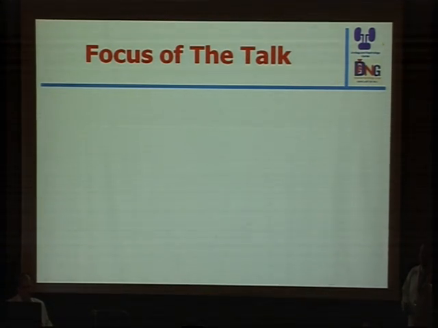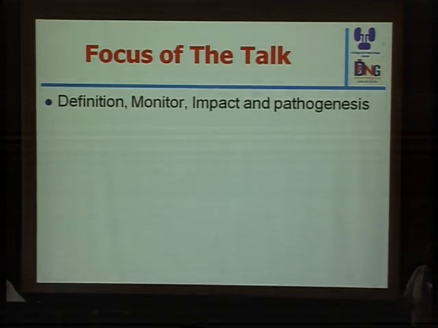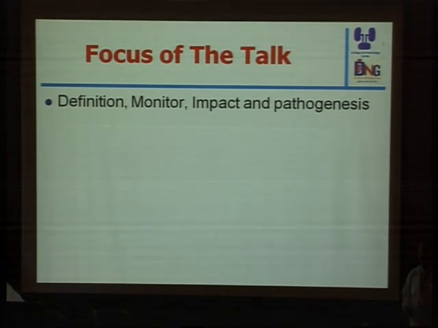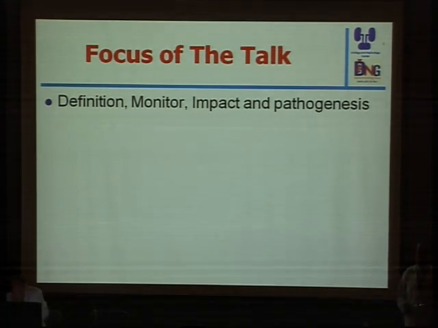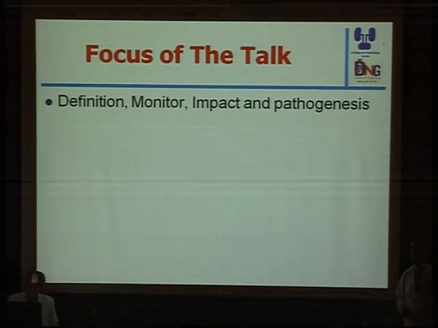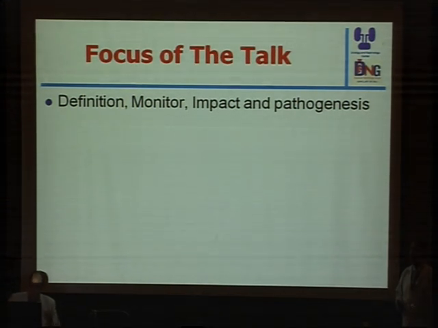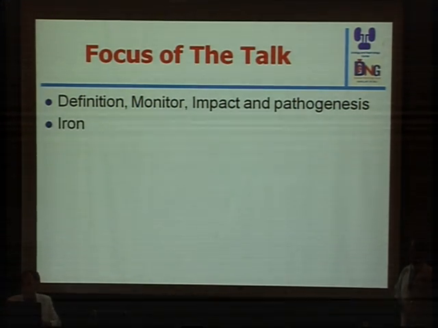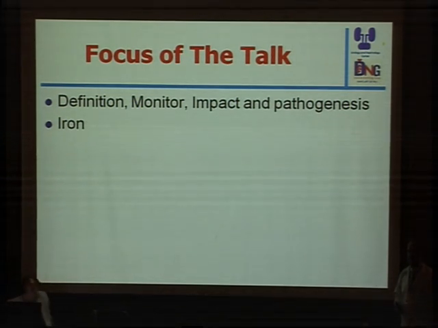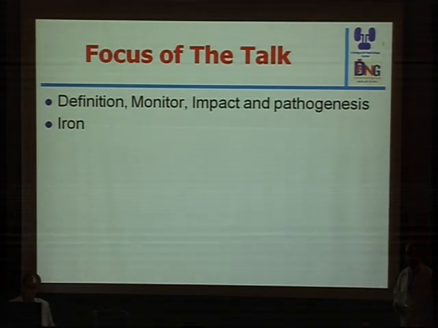My focus today is to give you an idea about the definition of anemia in chronic kidney disease. Is it different from the general population? Actually, yes. How do we diagnose anemia in chronic kidney disease? This is the first sector. Is it associated with outcome? So what is the impact of anemia in chronic kidney disease? I'll answer this question too.